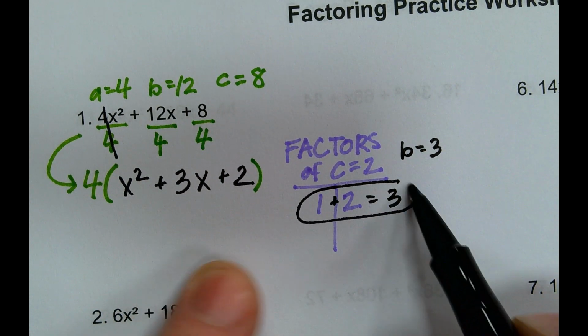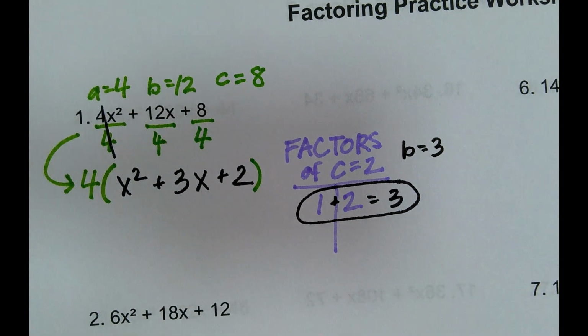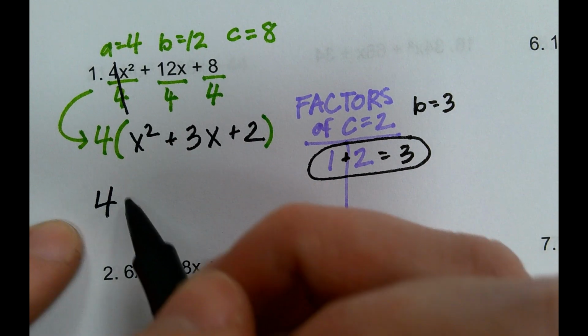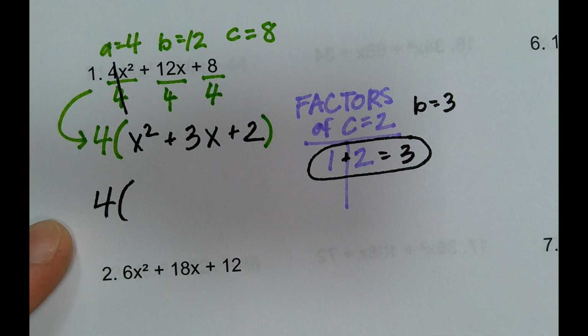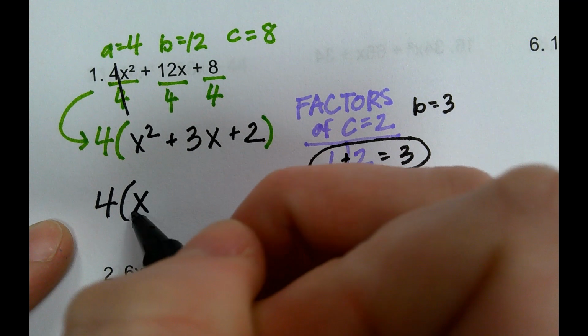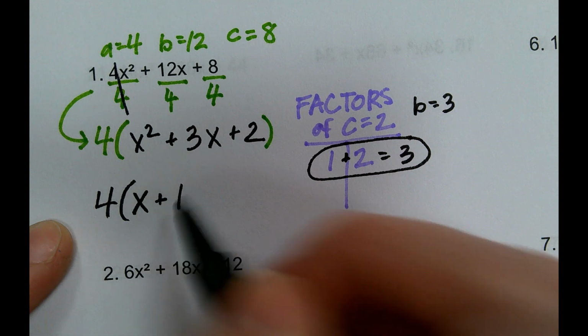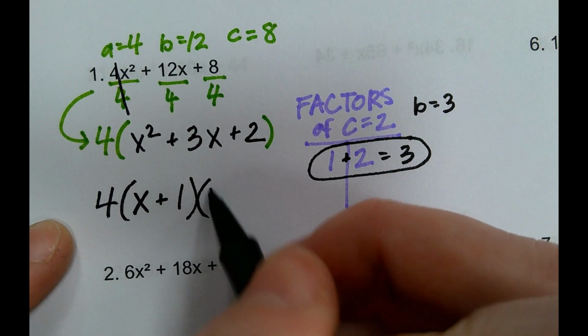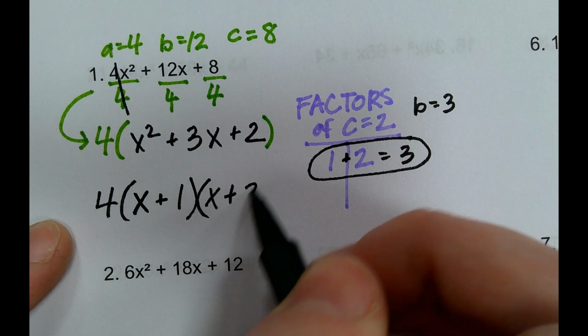So those are the numbers we're going to use. What should our answer look like? Parentheses x. Yes, 2 sets of parentheses with x's in both parentheses. Plus 1. Yep, x plus 1 because we have a positive 1, times parentheses x plus 2.